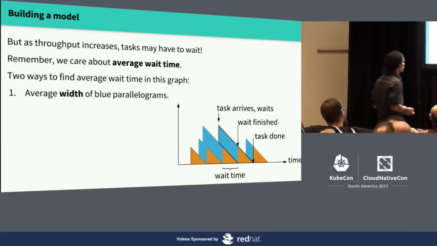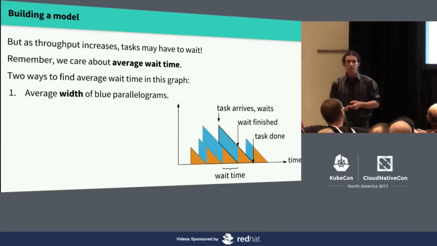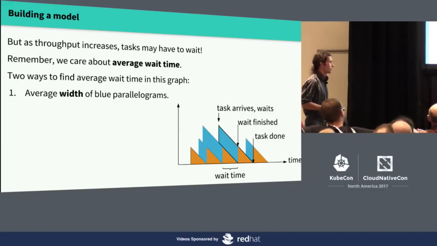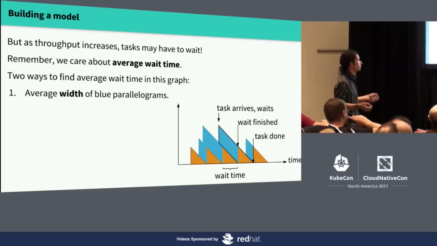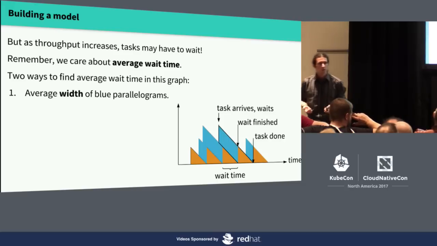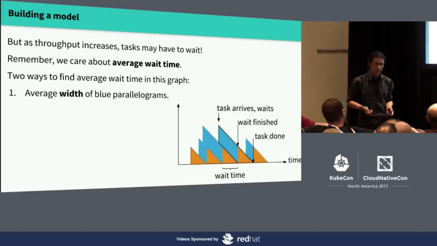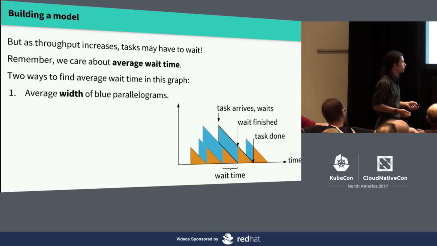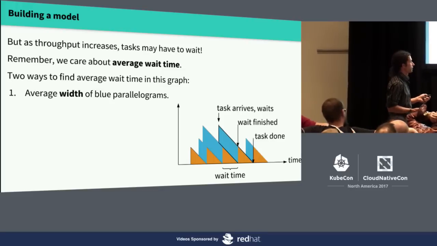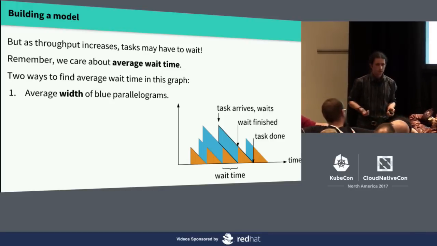So armed with this picture, can we talk about the metric that we're interested in, which is average wait time? Not just for a given arbitrary task, but in general, over a large set of tasks, how long will they have to wait? There are two ways that we can identify the average wait time in this picture. The first is the average wait of these blue parallelograms, the average time between when a task arrives and when it's ready to be serviced. Make sense?